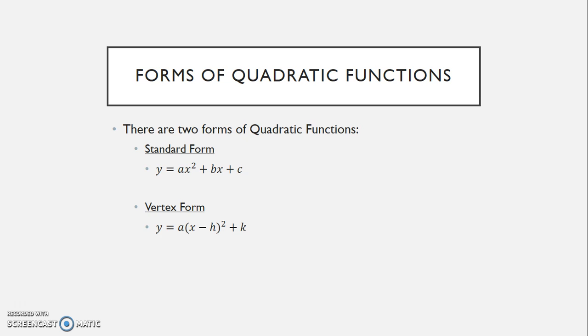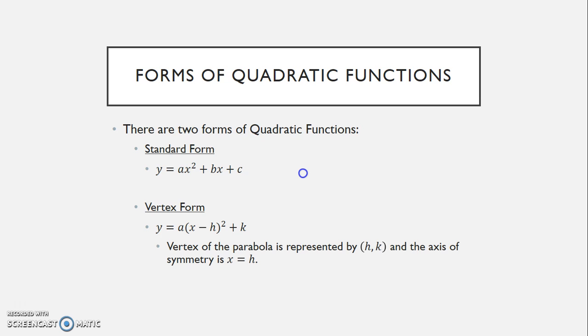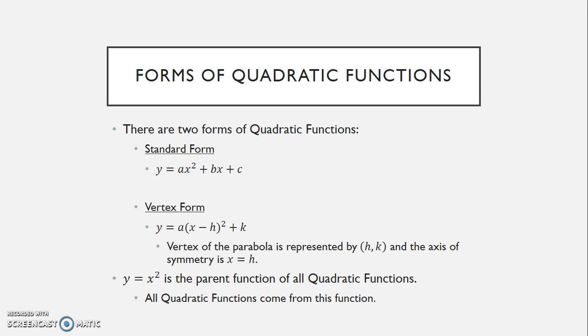This may look a little bit familiar. It looks like the absolute value equation that we talked about earlier this year. Vertex of the parabola is represented by (h, k), and the axis of symmetry is x equals h. Y equals x squared is the parent function of all quadratic functions. So all these different forms of equations come from y equals x squared.